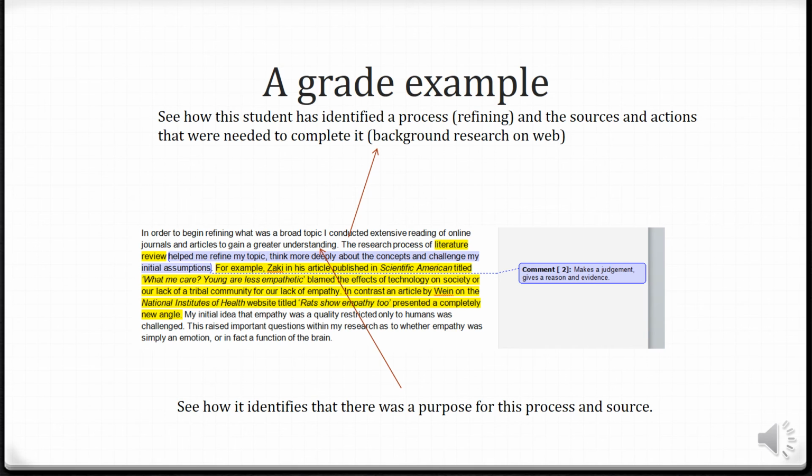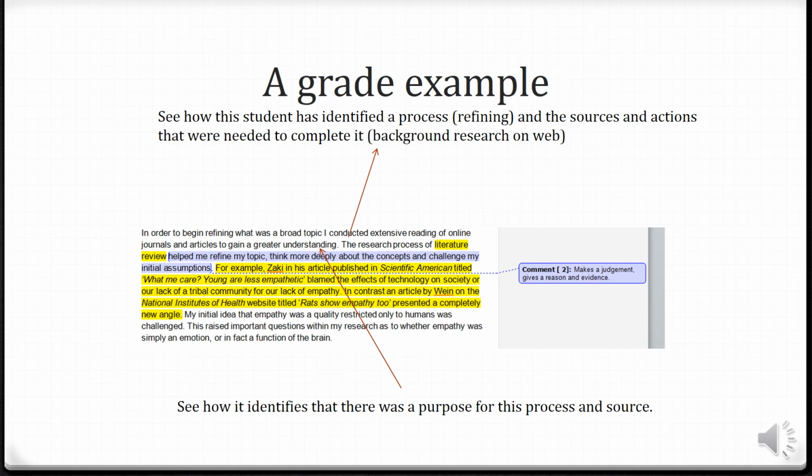So let's take a look at what this section looks like. First of all, we have a student who has identified a process. Now they've refined, which is fine, but that's not the main process. What they've actually done is talked about the extensive reading of online journals, and the process of a literature review. The outcome of that is that they have been able to process the data into a refinement. So one of the big things is that it's about research processes, not planning processes. Refinement is part of your planning.